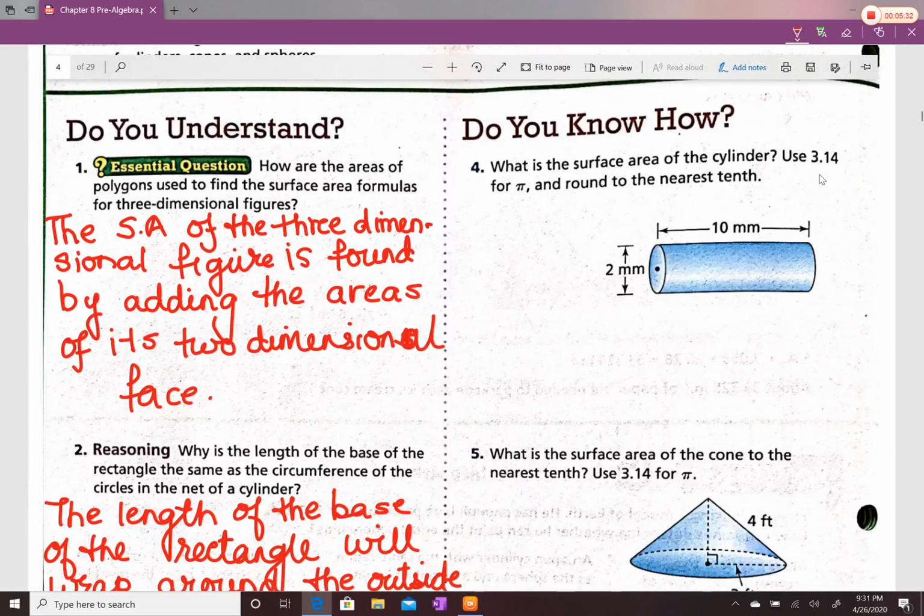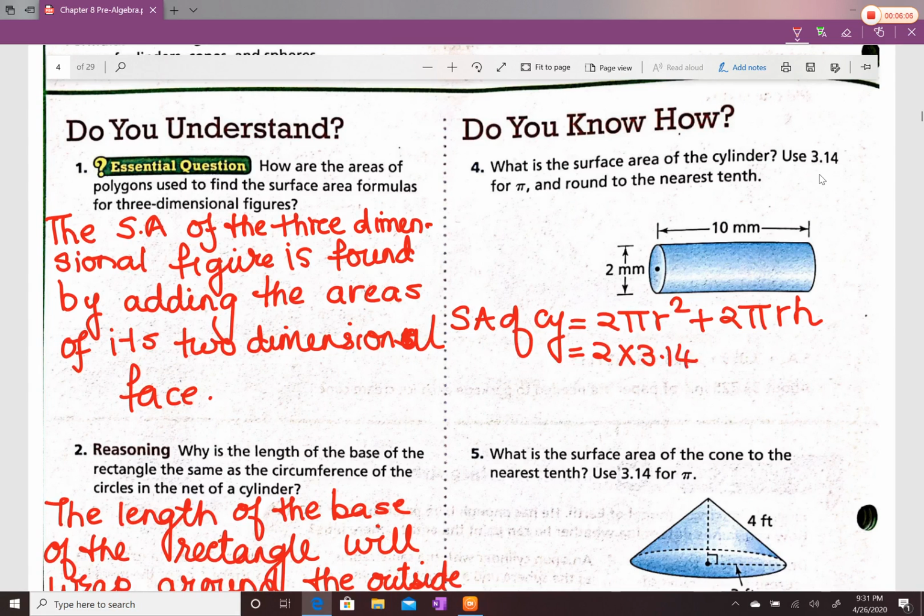Now they're asking us to solve the questions. Find the surface area of a cylinder. Here they're asking to use 3.14 as pi. So of course, the surface area of a cylinder: first always write the formula so you're not making any mistake. 2 pi r square plus 2 pi r h. Okay, so 2 times pi, they told us to use 3.14. The diameter is given as 2. When the whole width is given, that means it's the diameter.